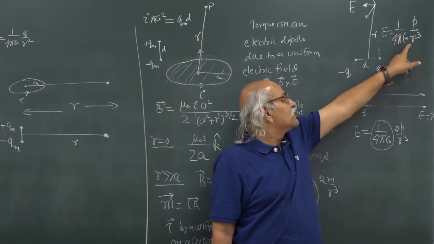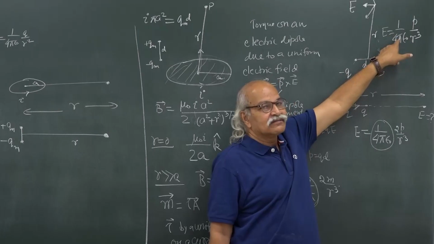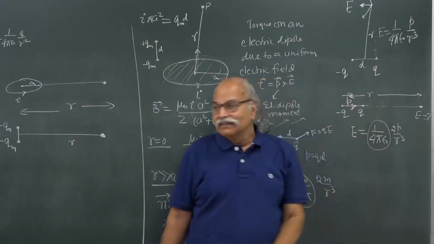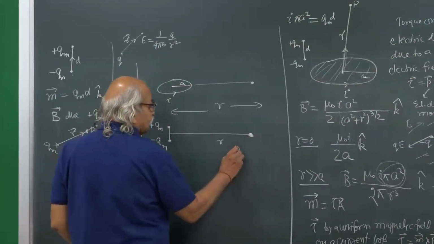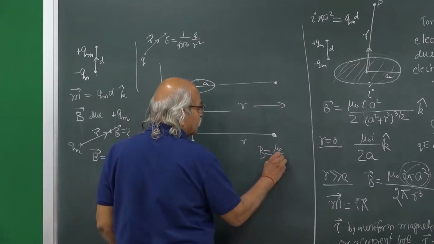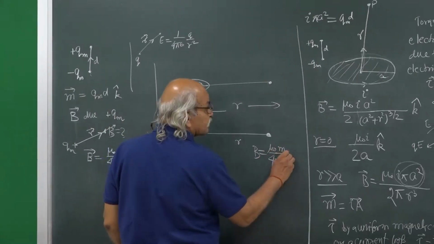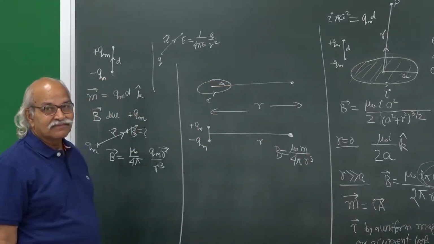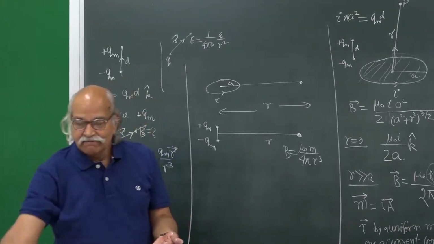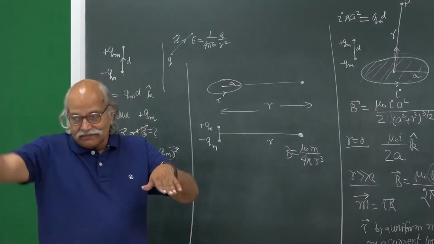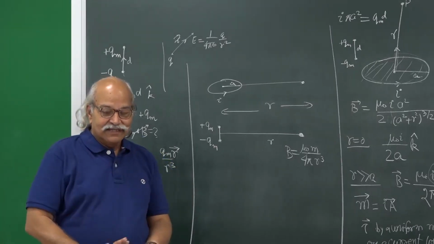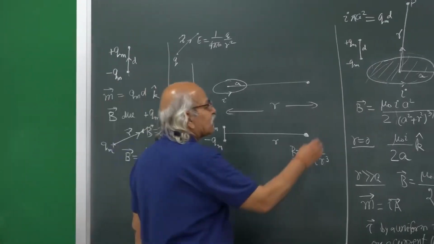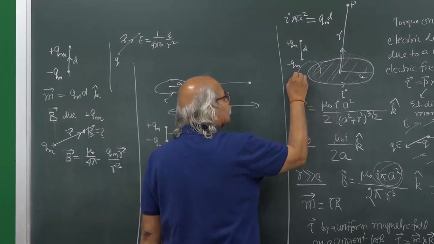So for 1 by 4 pi epsilon naught, we will write mu naught by 4 pi, and then for P we just write m and we get the equation. So this B here will be mu naught by 4 pi and then m, and here it will be r cube, that will be the magnitude, and of course we know the direction, in that plane going into it. If the current is this way, the magnetic field lines will go and then dip there in this plane. From here they will go like this, so the direction is this.